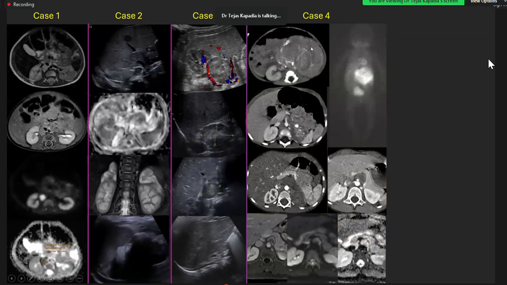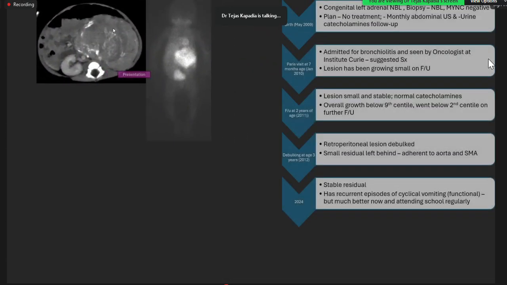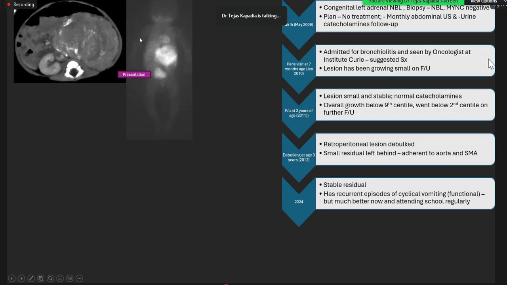Okay, now this particular case where you see a large lesion on the presentation CT scan. So this was again a congenital left adrenal neuroblastoma. They were MYCN negative. The plan was no treatment and just observe, even though they were quite huge in size, and MIBG was positive. By the age of 7 months, they had a visit to Paris, where they had gone to the hospital for some other reason and were seen by an oncologist.